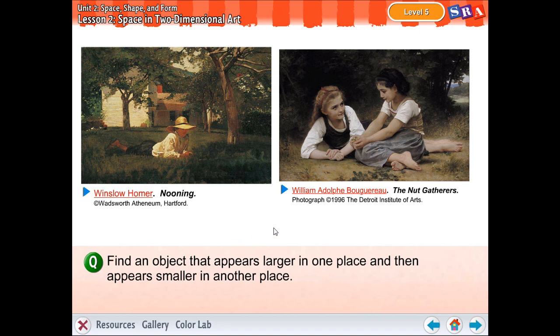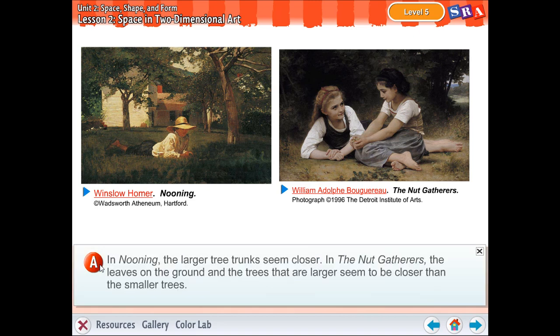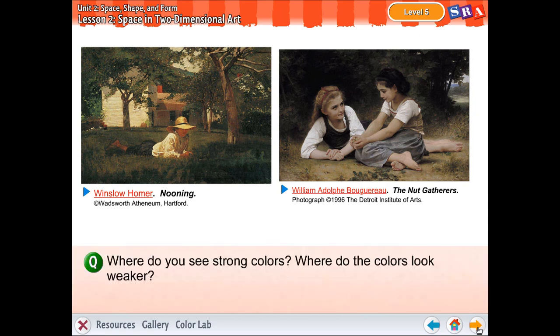Find an object that appears larger in one place than another that appears smaller in another. I think we already talked about that. In Nooning, the larger trunks on the trees seem closer. In Nut Gatherers, there are also leaves on the ground that seem to be closer than the smaller trees. Okay, it's just different placement.